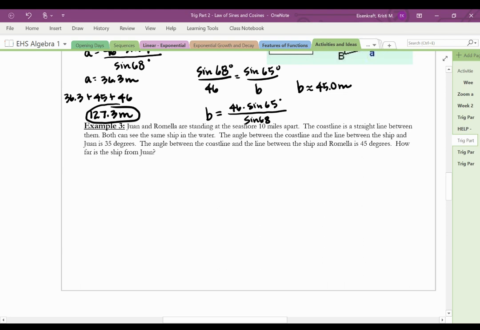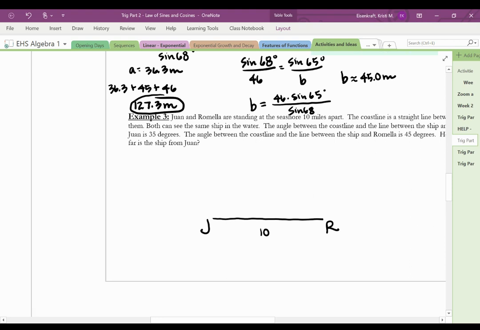Okay, last one. It's a little bit of a weird application one. Juan and Romella are standing at the seashore 10 miles apart. The coastline is a straight line between them. So I'm going to do Juan and Romella, 10 miles apart. Both can see a ship, the same one, in the water. The angle between the coastline and the line between the ship and Juan is 35 degrees. So let's just draw a ship out here.